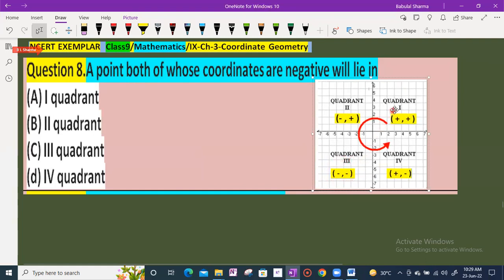In which quadrant? This is first quadrant, this is second quadrant, this is third quadrant, and this is fourth quadrant. तो जहां पे x coordinate और y coordinate दोनों ही negative होंगे, that will be quadrant third. So here C is the correct option.